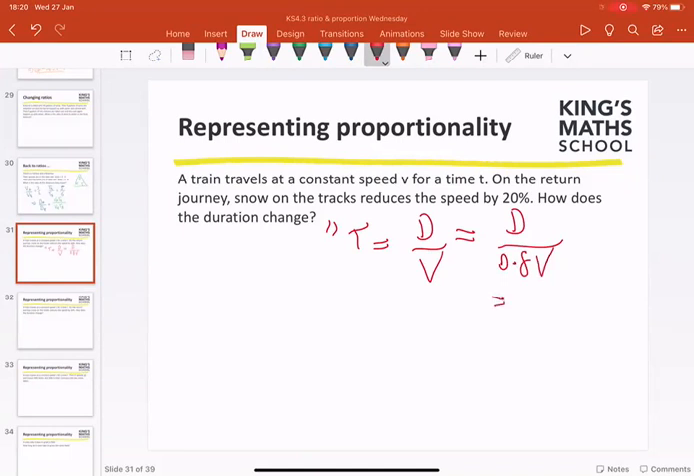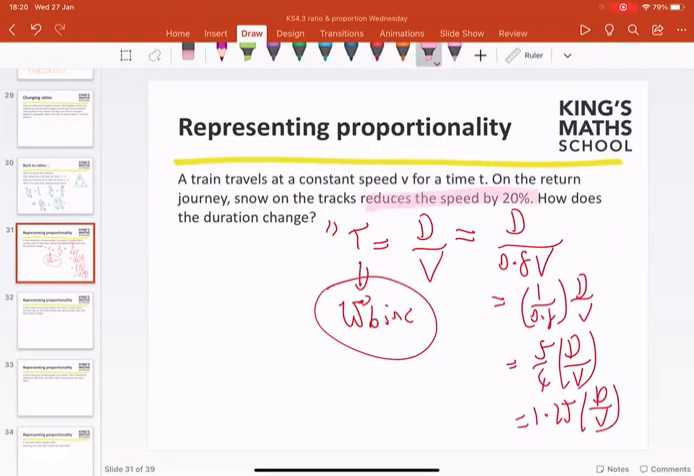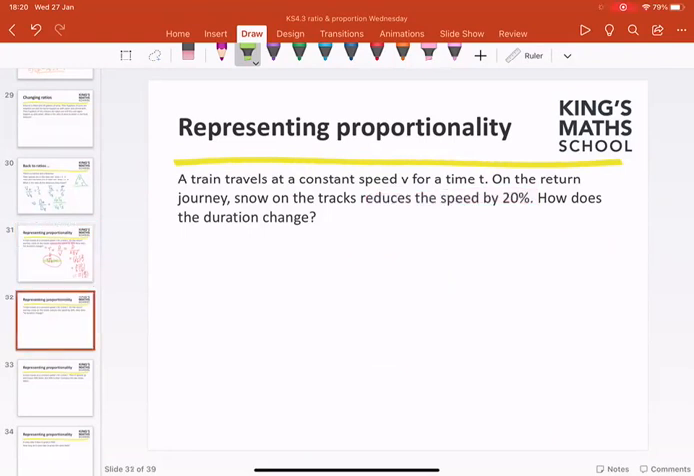So essentially it's 1 over 0.8 lots of distance over velocity. So what's that? Well, that's 1 over 4/5, so that's 5/4 of the original, and so it's 1.25 of the original. And so what happens is the time goes up by 25%. The time has a 25% increase. So a 20% reduction in the speed gives us a 25% increase in the time taken. That's fine. It's a piece of numerical work. It'd be really nice, I think, to try and show it.